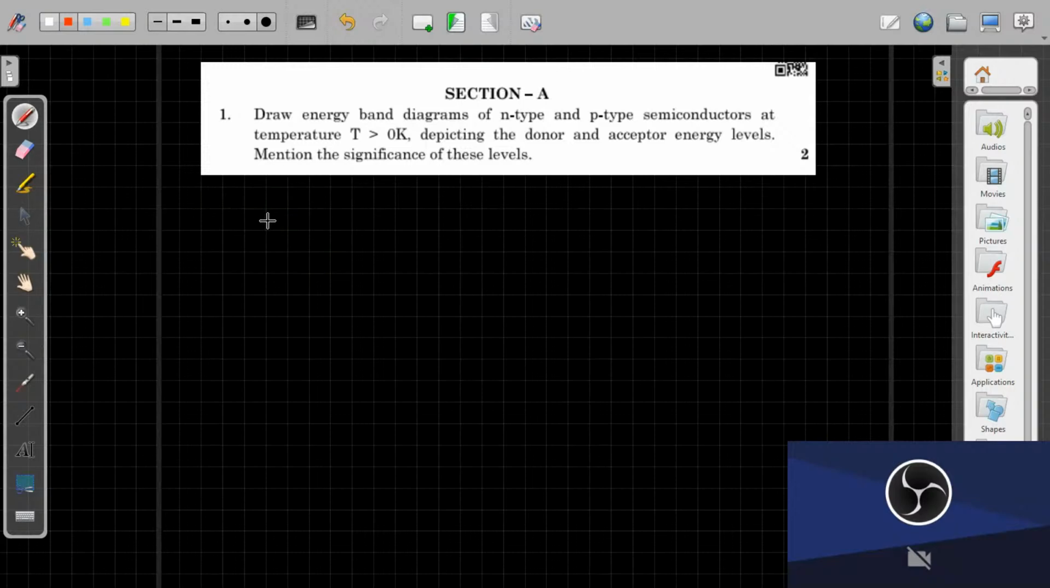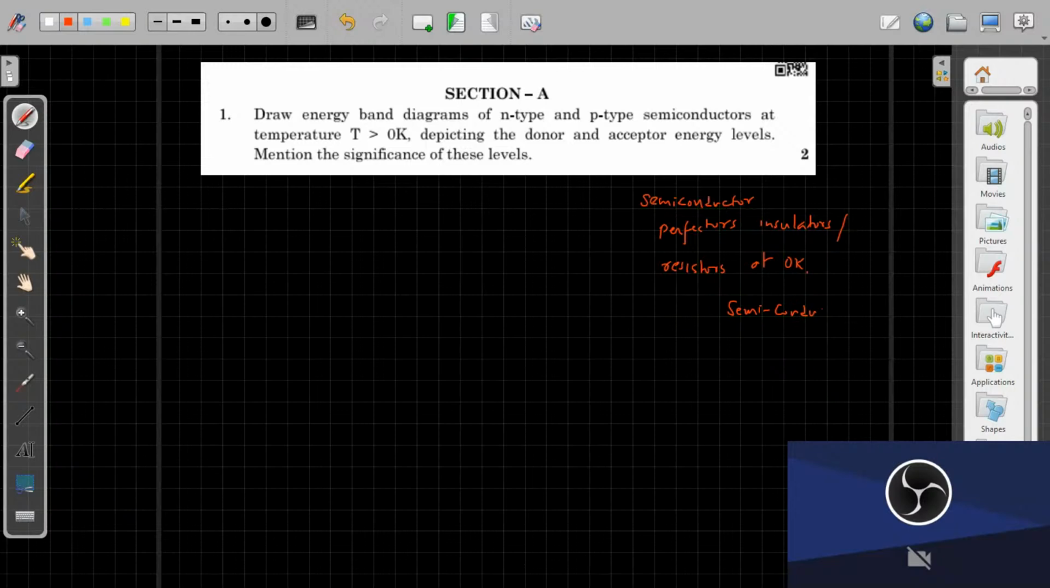So what are semiconductors? Semiconductors are the elements which are perfect insulators or resistors at 0 Kelvin. But as the temperature increases, they become very good conductors.